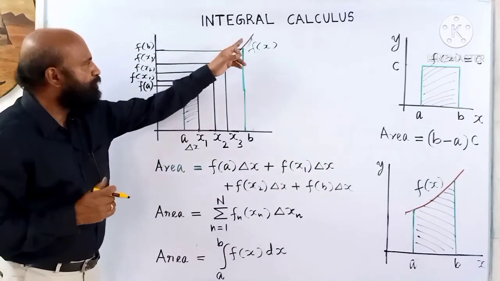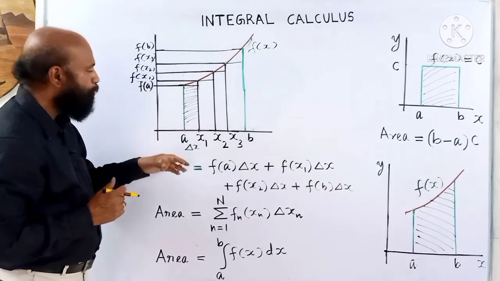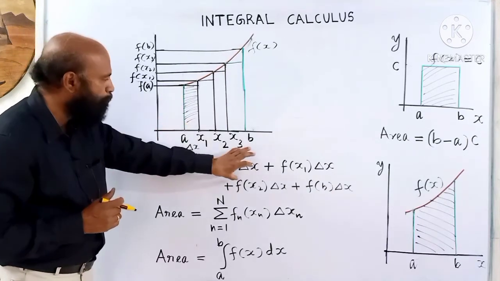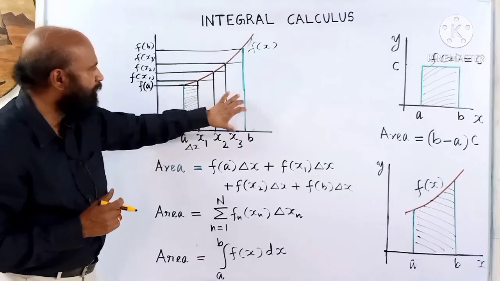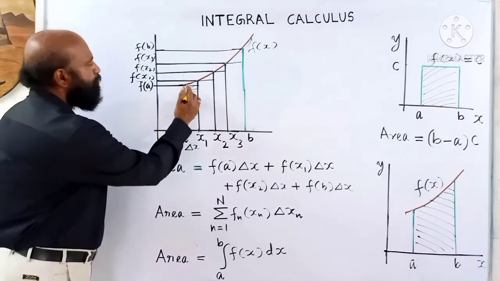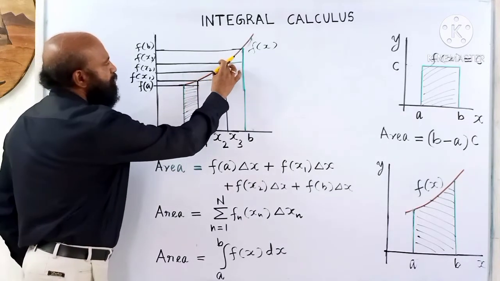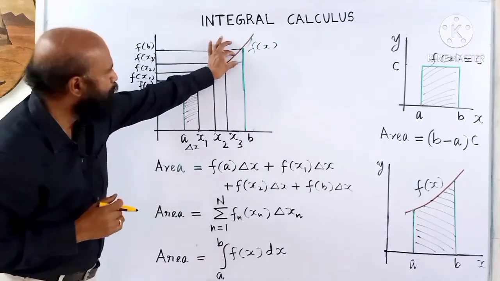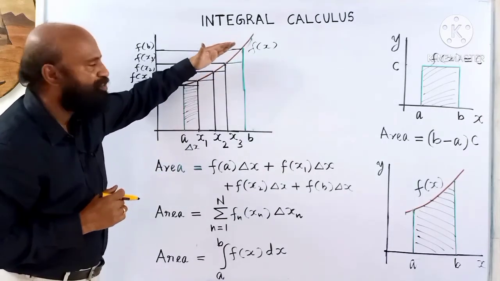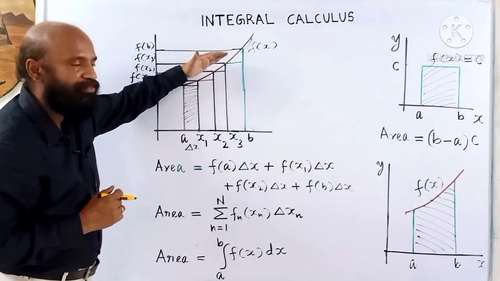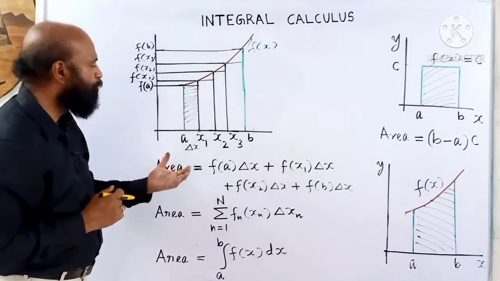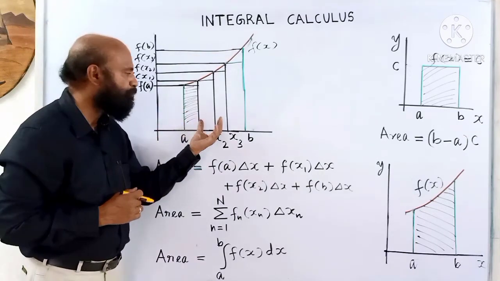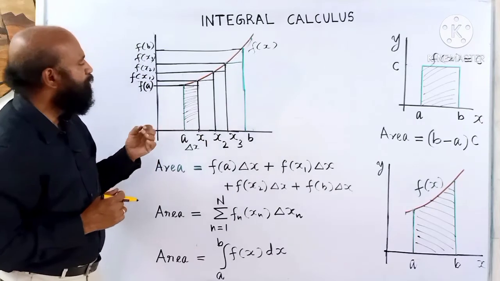The area below this curve is approximately equal to the sum of the areas of these rectangles. So here the gap is very much negligible. So the area under this graph or curve is approximately equal to the sum of the areas of these rectangles.